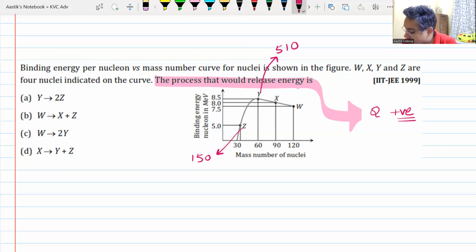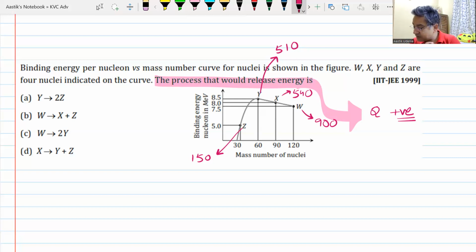For X, it would be 8 multiplied by 90, so it would be 540. For W, it will be 120 multiplied by 7.5. How much is that? 12 sevens are 84, and you add 60, so this would be 900. Let me check. 7.5 multiplied by 120, 900. Correct. Now I have to see for which reaction the Q value is positive.